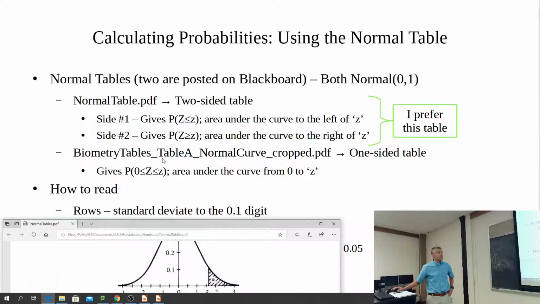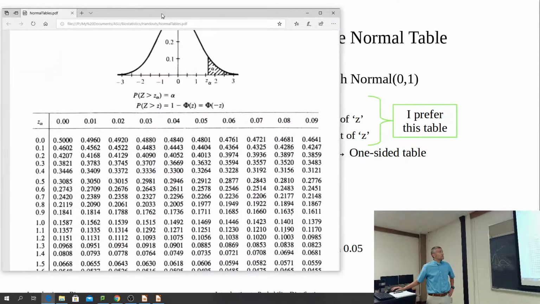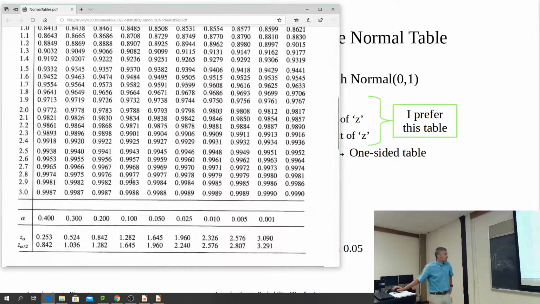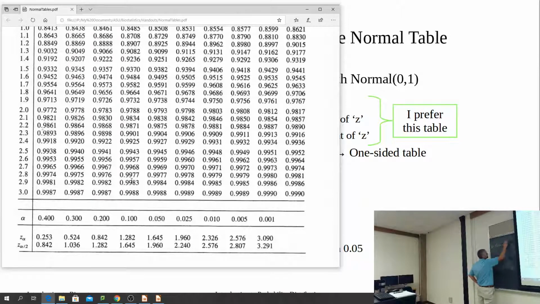We can also use the other one that is posted. It gives us a one-sided area. I am going to show you how to use this table. So let's just give an example. We're going to work with the normal 0, 1. So I'll change that and I'll just say z. All right. So we want to ask, what's the probability that we find a z that is less than or equal to 0.77? All right, that's our question. Make sure up here.